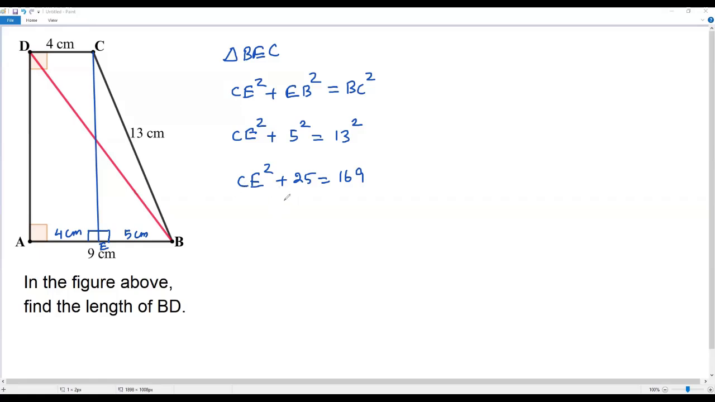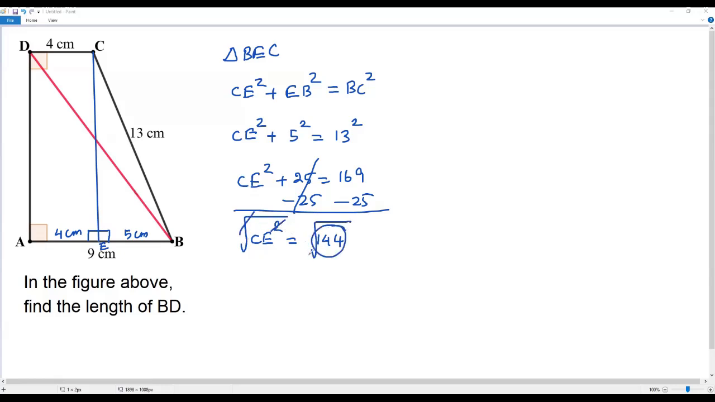So my aim is to get the length of CE. For that I have to subtract 25 from both sides. When I subtract 25 from both sides, the positive 25 and negative 25 cancel out. I'm getting CE square equals, when I subtract 25 from 169, 144. Now to get the length of CE, I have to get rid of this square. For that, I have to take square root on both sides. When I do so, the square root and square cancel out.